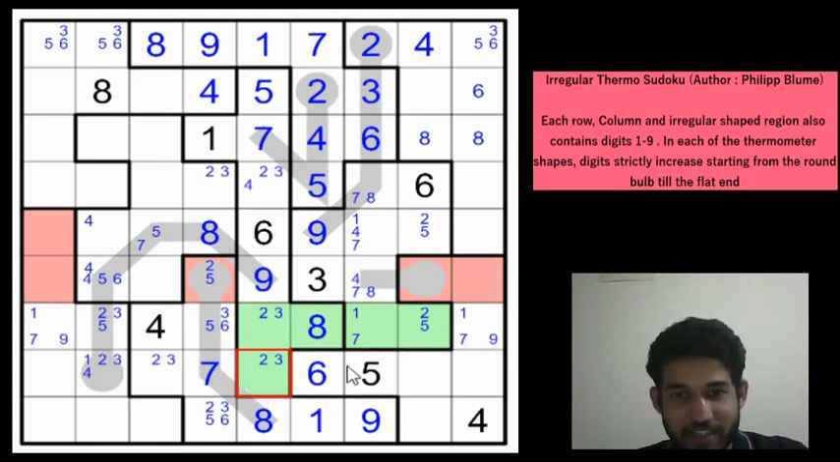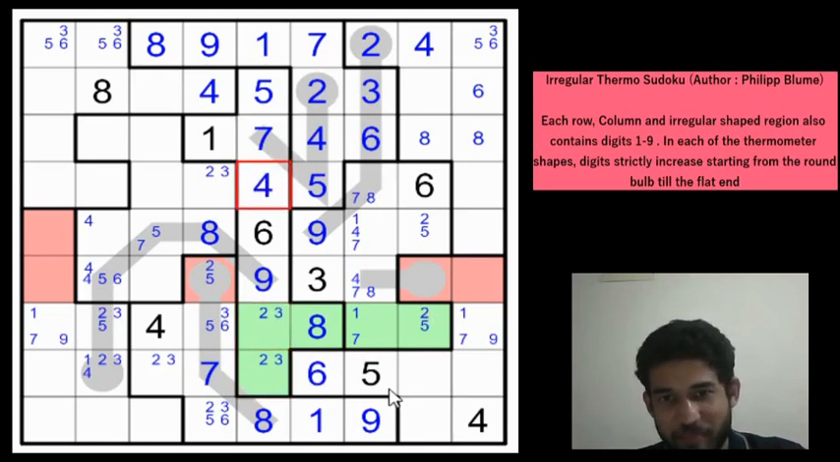What an amazing deduction. So you get a 2-3 pair now and that gives a 4. What a cool deduction, Philip. Really good deduction. So we get a digit because of that elimination. Now we have a 2-3 pair here.